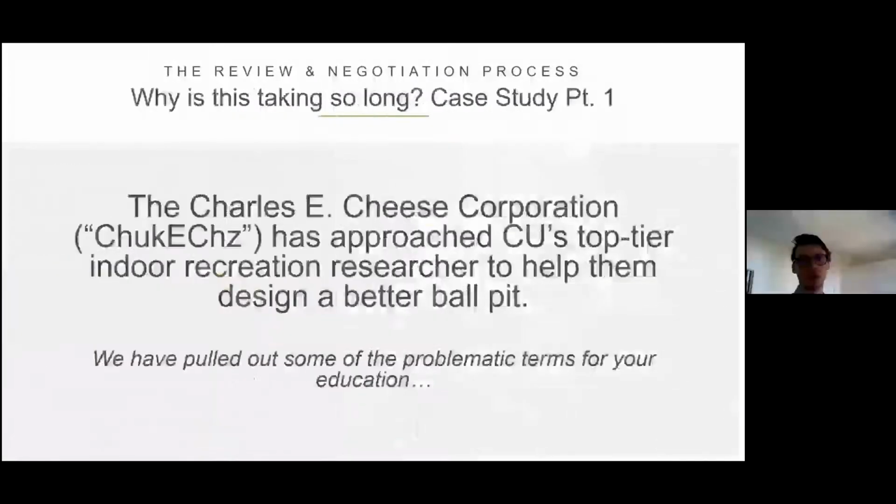All right, so as a continuation of what may be delaying an NDA from being executed, Alex and I wanted to go over some examples of problematic language that contract administrators have to be on the lookout for when reviewing another party's template. So without further ado, the Charles E. Cheese Corporation has approached CU's top indoor recreation researcher to help design a better ball pit.